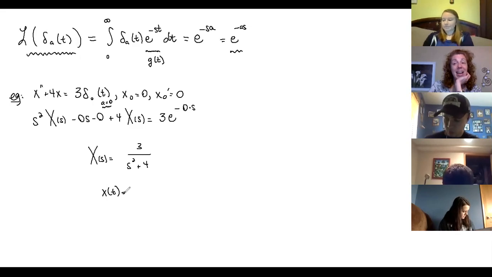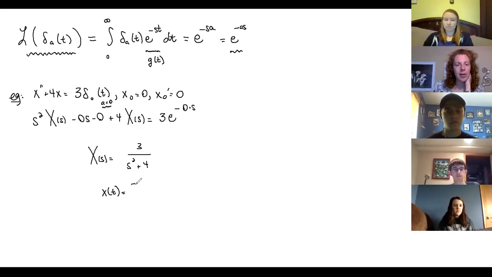Should be looking at a sine function. So we need a 2 in the numerator, which means we are going to have a 3 halves out in front. 3 halves sine of 2t.